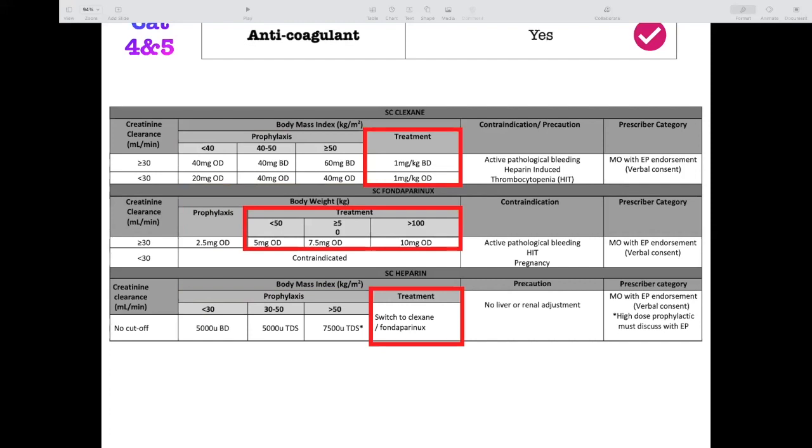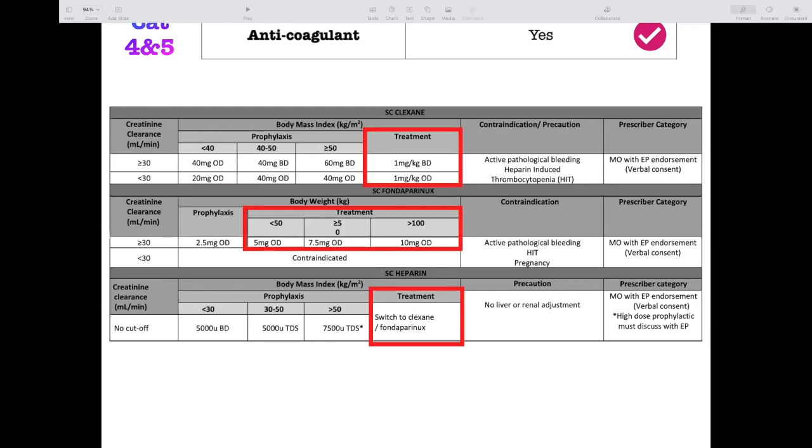Next is the treatment dose. The treatment dose for subcute Clexane, as we can see here, is 1 mg per kilo, whether it's BD or OD, depending on the creatinine clearance of the patient. For subcute Fonda, the treatment dose actually depends on the body weight, instead of BMI.